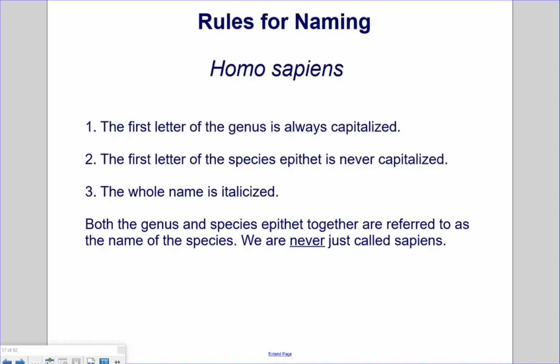Rules for naming. Homo sapiens. The first letter of the genus is always capitalized, so the H is capitalized. The first letter of the species epithet is never capitalized. As we can see, it's a lowercase s. The whole name is italicized, so it's a little harder to write it out by hand. And then both the genus and the species epithet together are referred to as the name of the species. We are never just called sapiens.